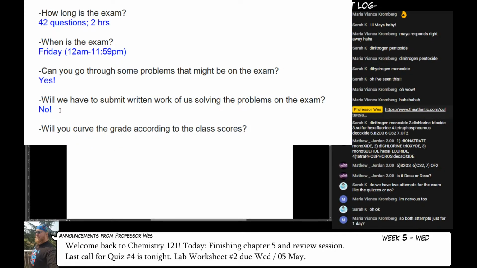Are grades curved according to class scores? So grades are curved, I'm going to put it in quotes, at the end of the quarter.